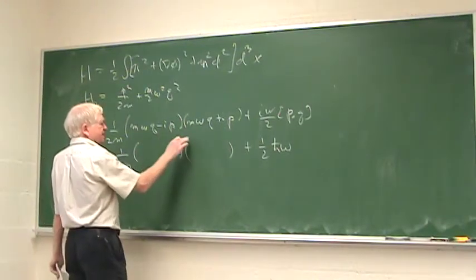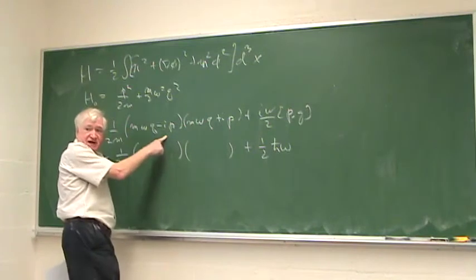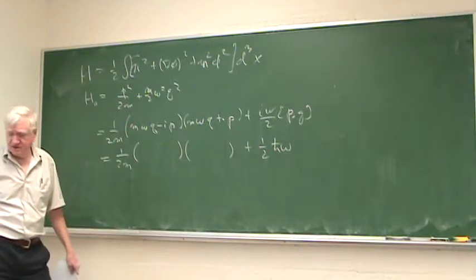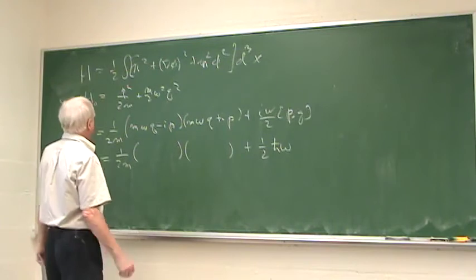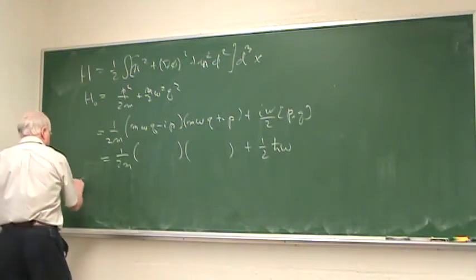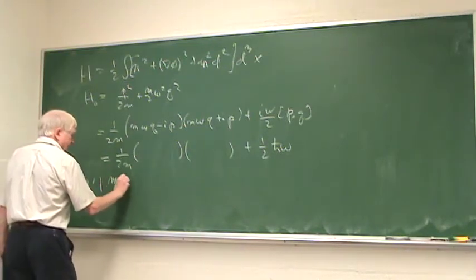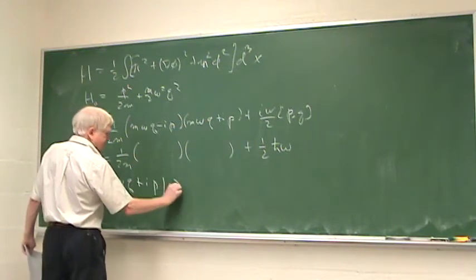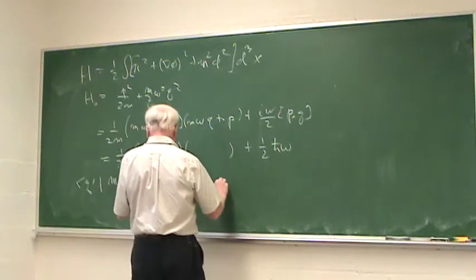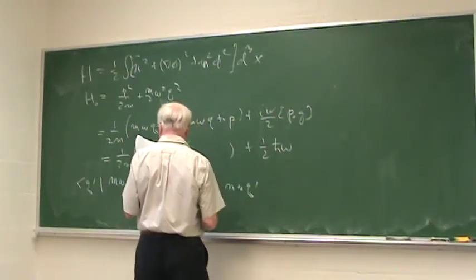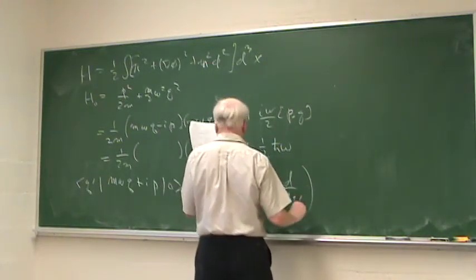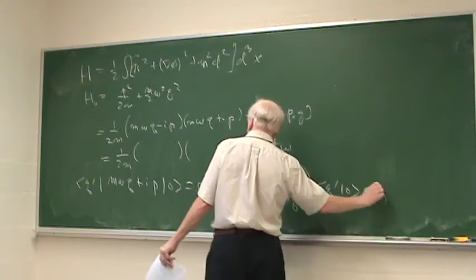This thing is positive because this is an operator, and this is the adjoint of the operator. The adjoint of an operator times an operator is something that's non-negative. And so the lowest energy state will be one that this annihilates, if there is such a state. And so we seek a state such that (m omega q plus ip) on this state is zero. Well, that is just the statement (m omega q' plus h bar d by dq') on <q'|0> equals zero.